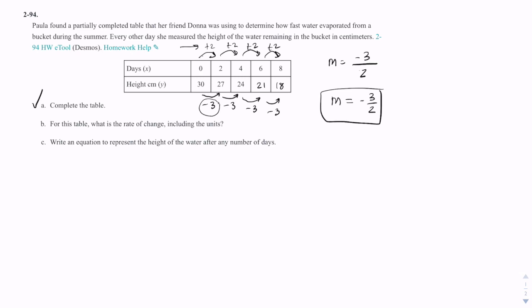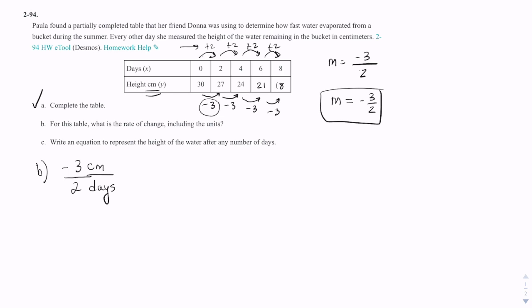And they want units, right? So for B, it would be -3, which again is y, centimeters. And I'm just looking here, right? Oh, per day, right? -3 centimeters per 2 days is the slope.